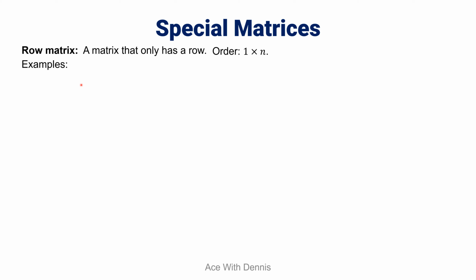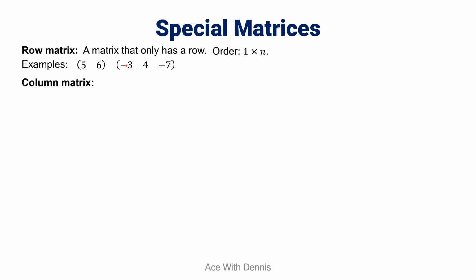Here are a few examples. The first example, this matrix has 1 row, 2 columns, so the order will be 1 times 2. This example has 1 row and 3 columns. Hence the order is 1 times 3.